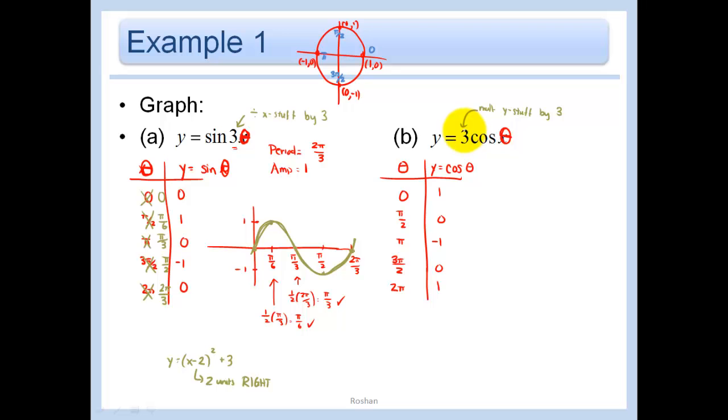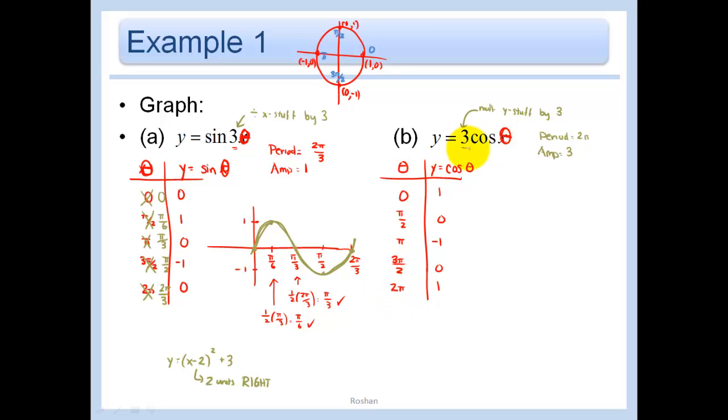And so, of course, that's going to affect our amplitude. This graph's going to be much taller. So our amplitude in this case is going to wind up being 3. We haven't done anything to the x stuff, so our period is not going to change. It's just going to stay at 2 pi.